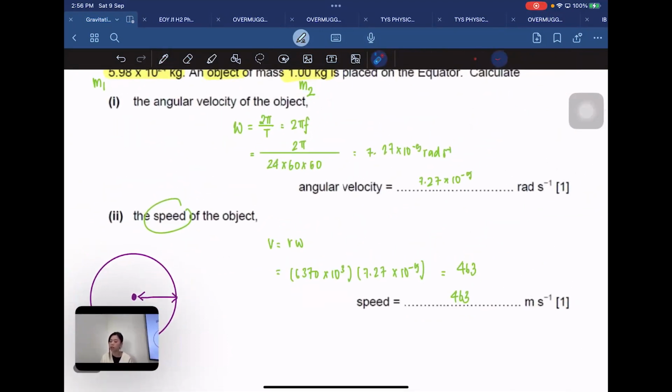So all we have to do is just take my r to be my radius of Earth. However, do you all realize that they gave you in kilometers? So you need to change it into meters by times 10 to the power of 3.